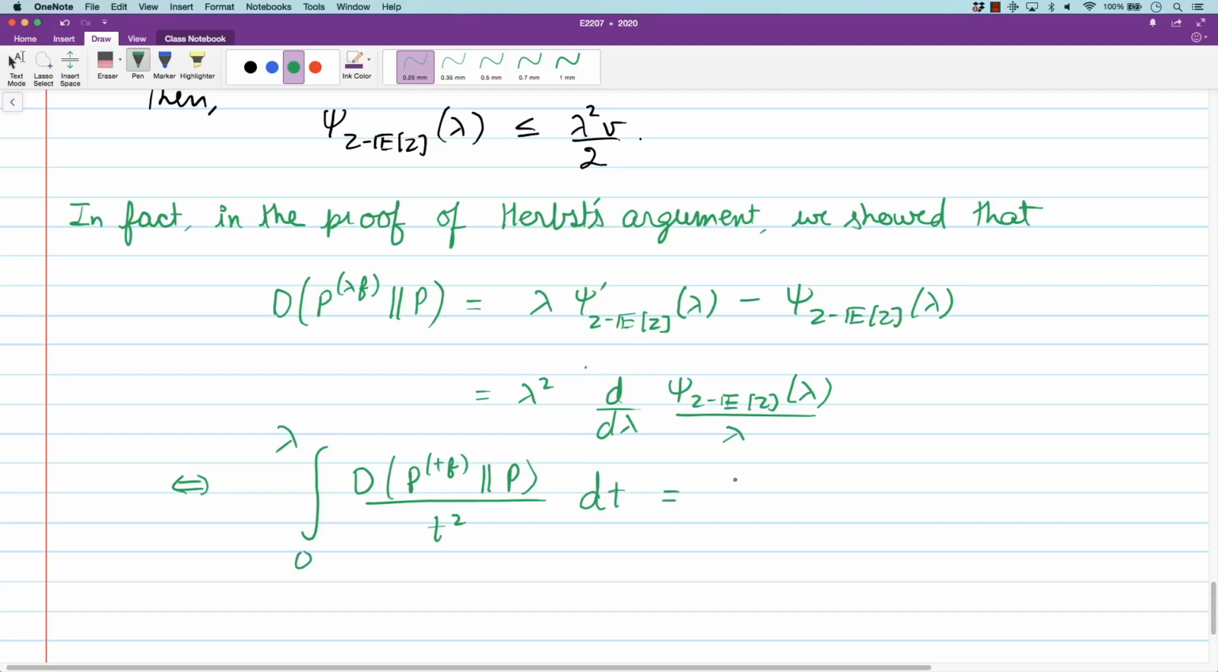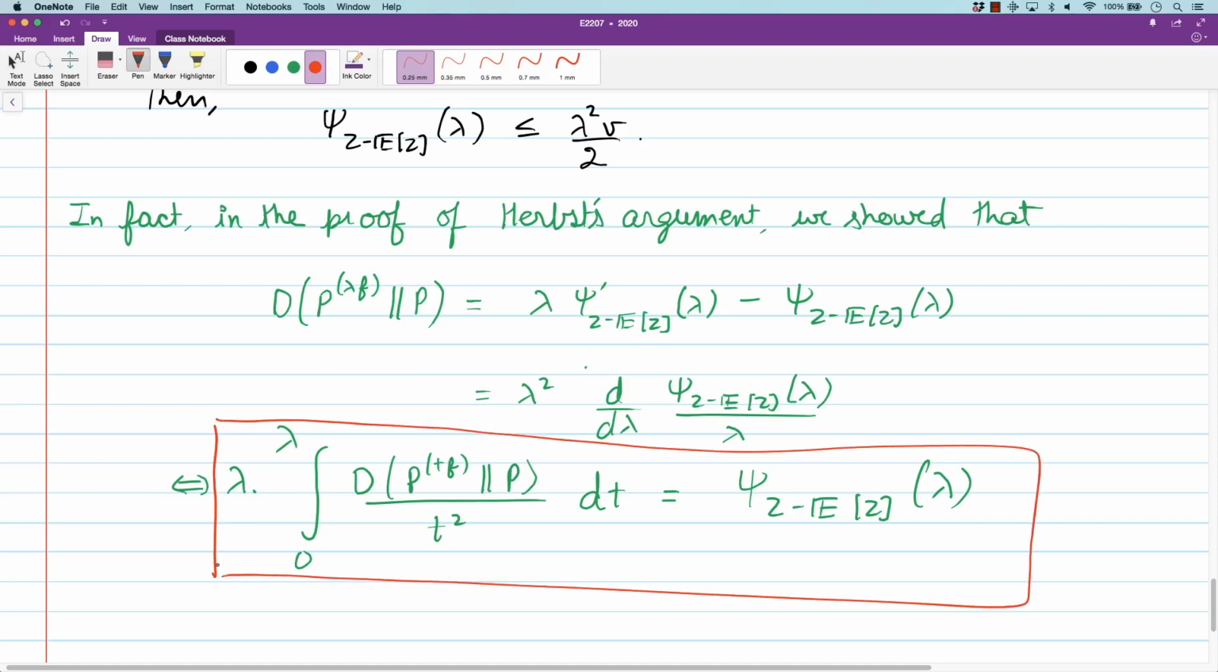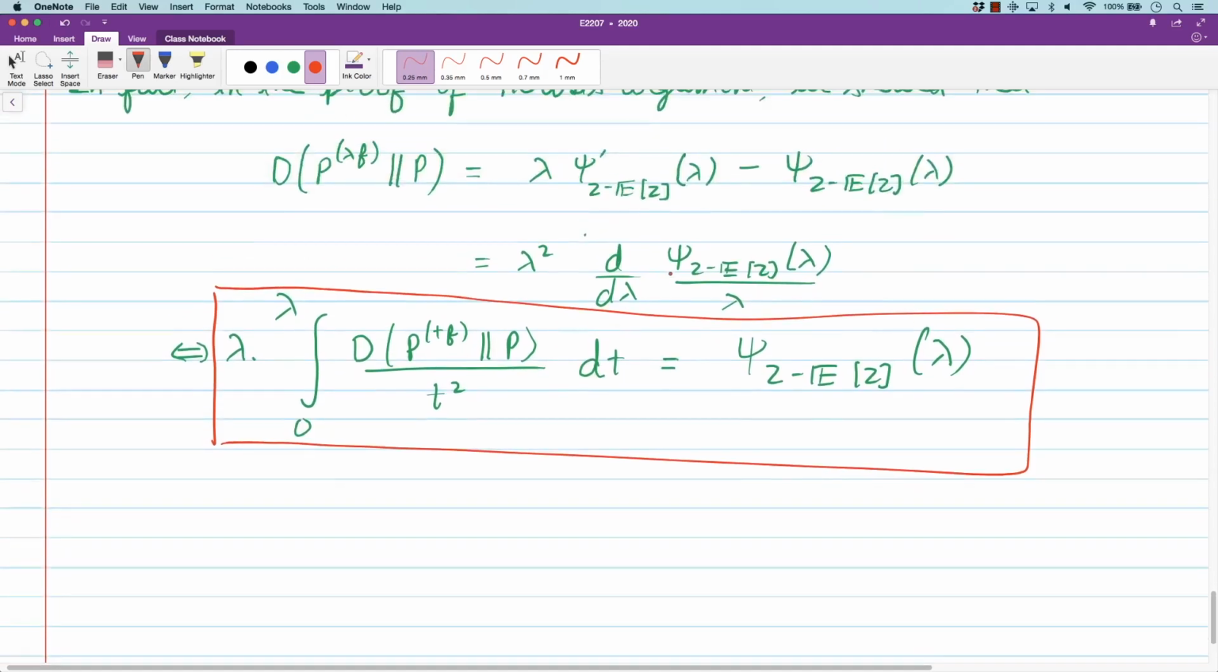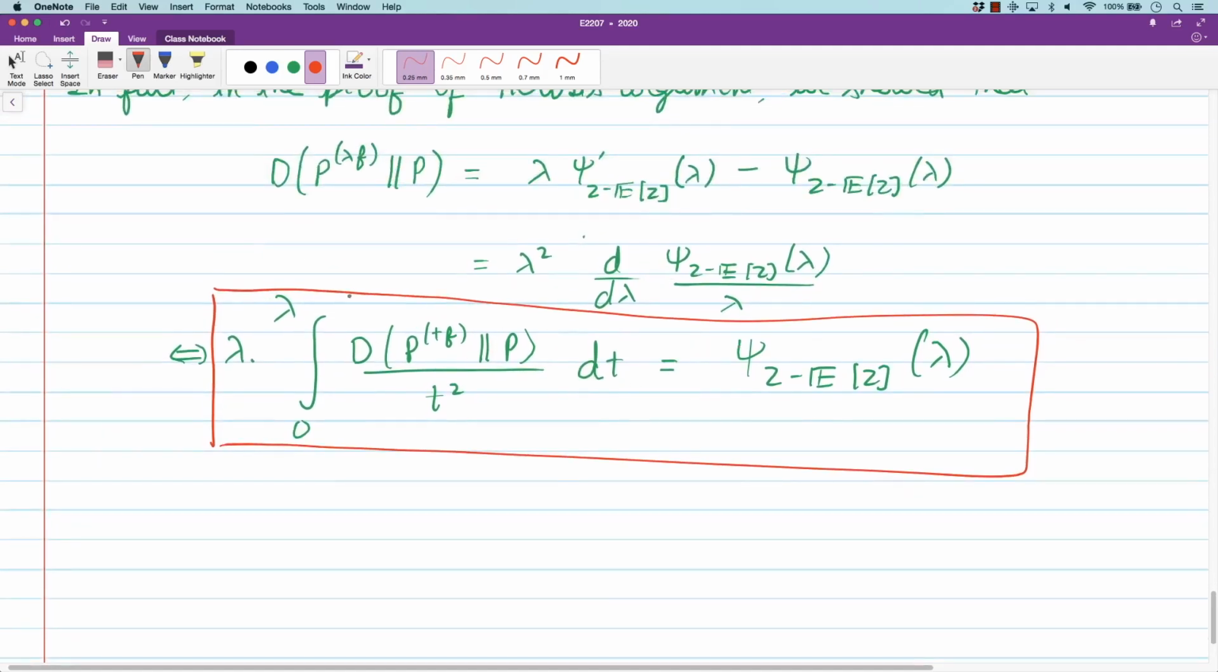This is exactly equal to this by lambda, so I can take this lambda here. That's a very nice formula for the log moment generating function. So it says the log moment generating function is this integral from 0 to lambda of the tilted divergence from p divided by t square dt.